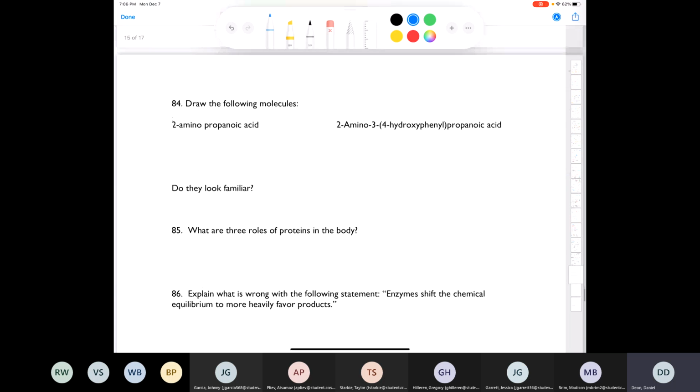Okay, it's asking us to draw some amino acids here. So 2-aminopropanoic acid. If we start by drawing propanoic acid like this, and then we count 1, 2, and we put an amino group here. Okay, so that one's done.